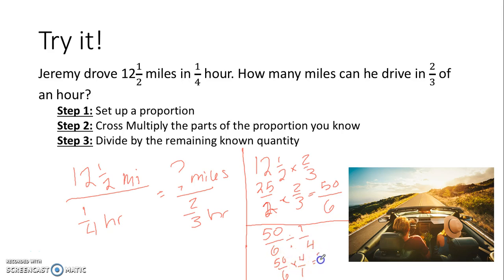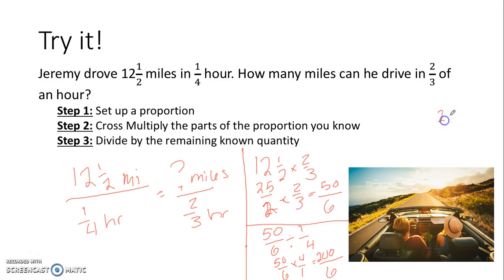50 times 4 is 200. Think of those quarters again. Over 6. 200 over 6. Alright, 200 over 6 is how many miles he's going to drive. Now, no one talks like that. No one says 200 over 6. So we need to make that into a decimal. Now remember, 200 over 6, that's the same thing as saying 200 divided by 6.